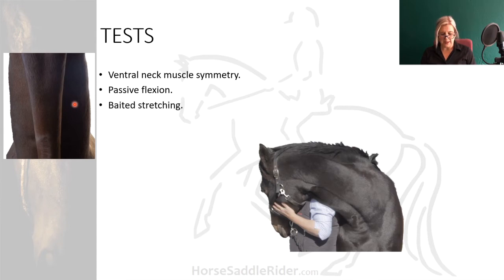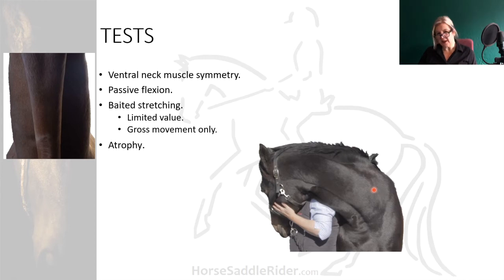Baited stretching, in my opinion, has limited value beyond assessing the gross movement that the horse attempts to avoid, and most horses will turn their hind end to cheat for the treat. Look for atrophy in all regions of the neck, and particularly in the serratus cervicis area, just in front of the scapulae. An absence of development there could indicate an unwillingness for the horse to lift or elevate its neck, for example. And try to relate the atrophy to the dysfunction of the movement involved to develop that muscle.